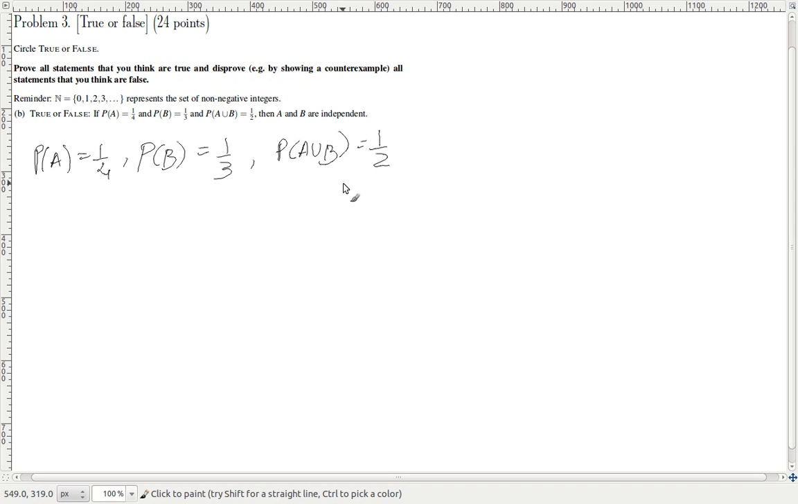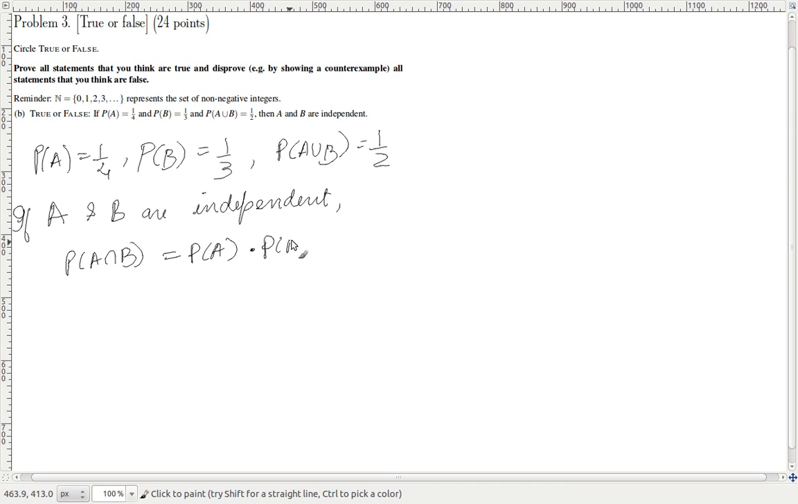So if A and B are independent, then probability of A intersection B is equal to probability of A times probability of B. What do we know? Do we know probability of A intersection B? No, we don't. But we know all the information we need to get that.